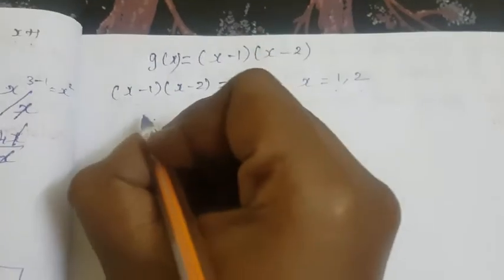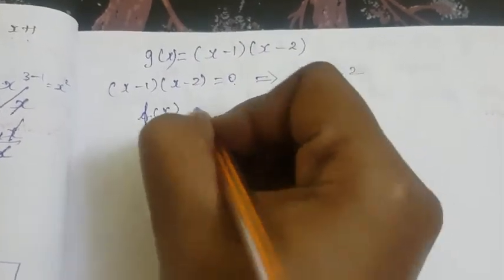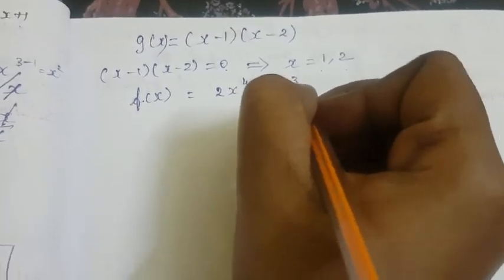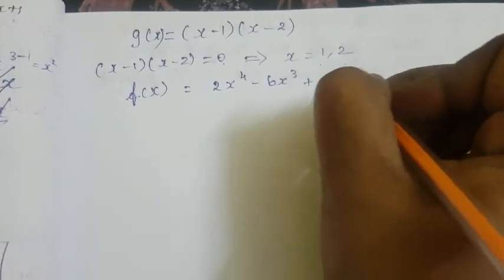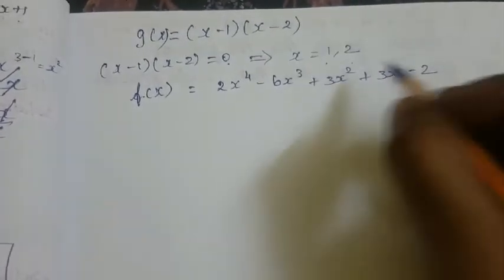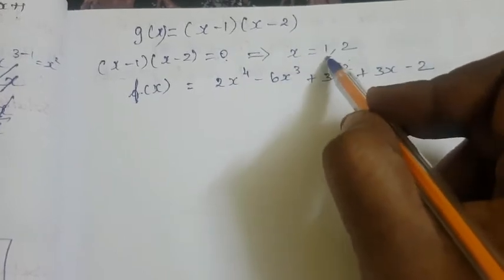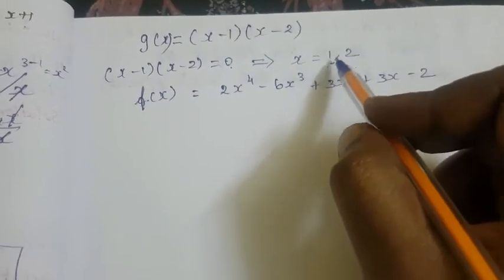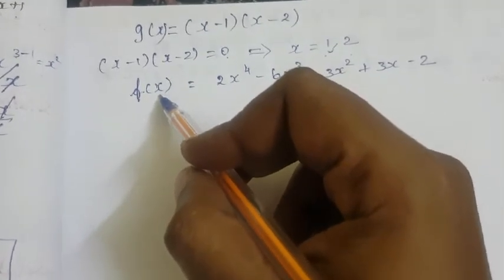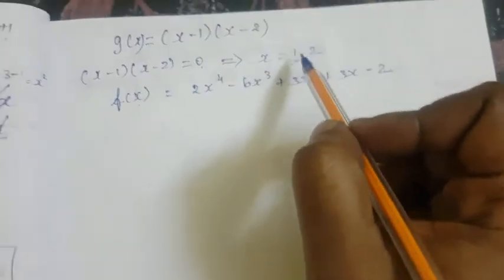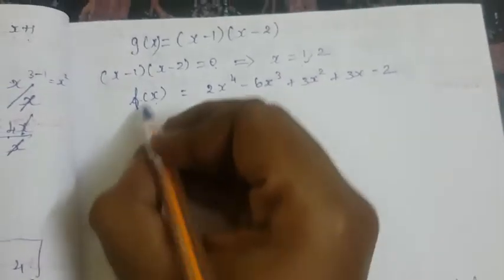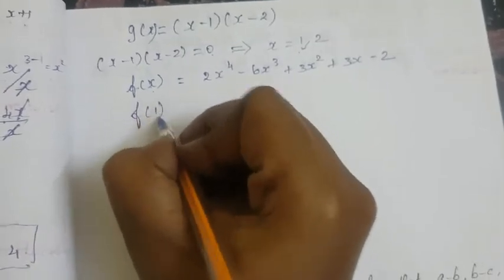So now we have another polynomial, right? What is that? f of x. So f of x equals 2x to the power 4 minus 6x cube plus 3x squared plus 3x minus 2. Here, we know the x values now. Now these x values I am going to substitute in place of x. Instead of x, I am going to substitute 1 and 2 and then find out the values. So let's see first f of 1.